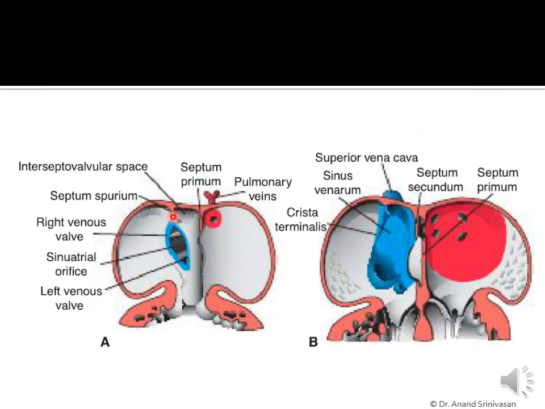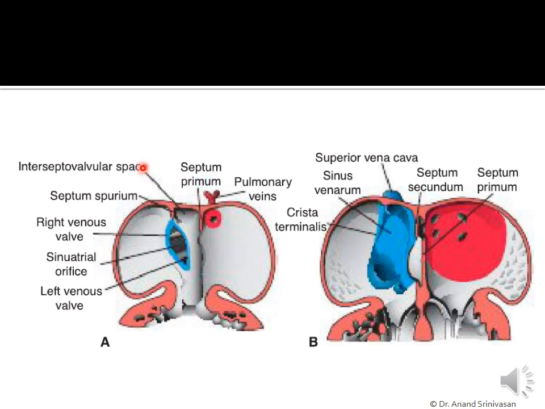So here, finally, we are seeing the right and left venous valves, the sinoatrial orifice, the septum spurium, the septum primum, and the dorsal mesenchymal protrusion. Through this dorsal mesenchymal protrusion the pulmonary veins open. It is very important because it determines where the pulmonary vein should open. The pulmonary vein should not open into the right atrium. The dorsal mesenchymal protrusion helps in determining that the pulmonary veins open into the left atrium.